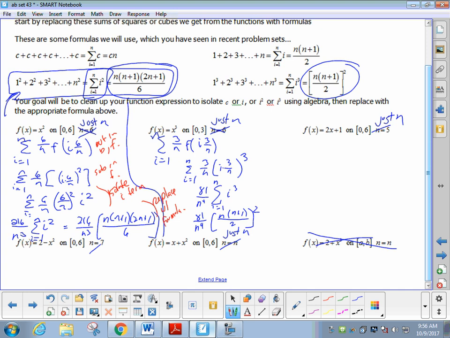Now, these formulas, I will always give them to you. I do not expect you to memorize them. They're not a huge thing that's worth memorizing. You will not be expected to memorize them on the AP test, so don't sweat committing those to memory. I'll give you just the whole 4, and you can figure out what to use and when. But try the next one.